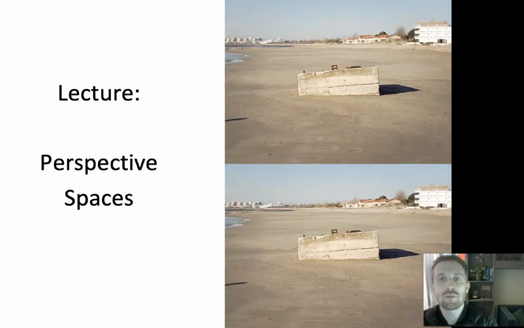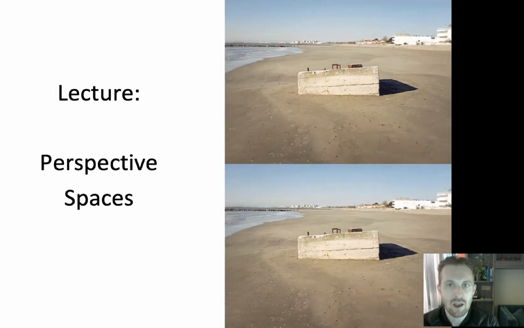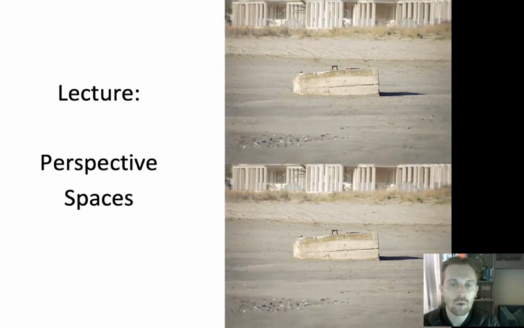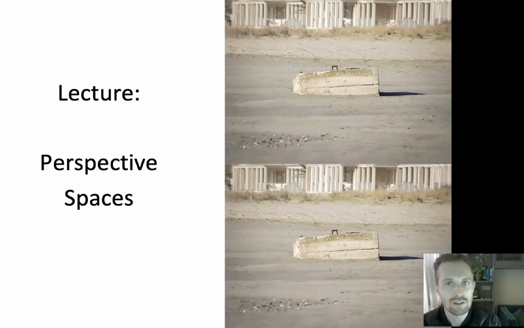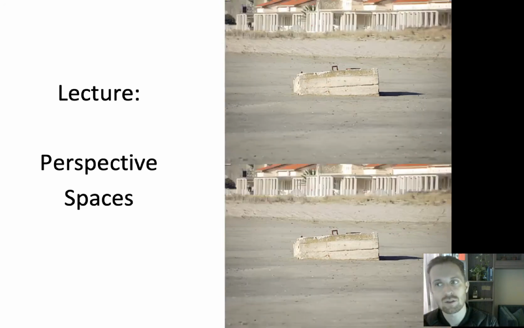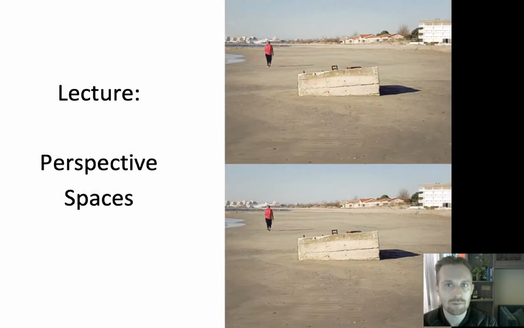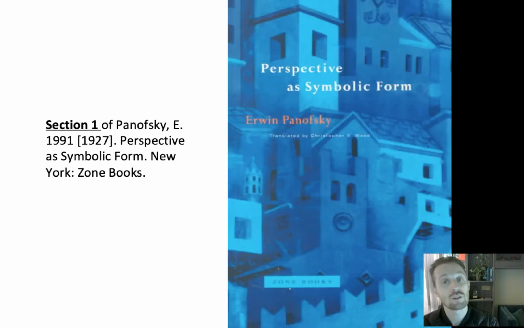Okay. So moving on to the lecture, this week we're talking about perspective spaces, and towards the end of the lecture we'll come back to this animated GIF I have on screen right now to discuss what it is, how it works, and how it relates to some of the questions about perspective that come out of the reading for this week. So the reading that this lecture is based on is section 1 of Erwin Panofsky's Perspective as Symbolic Form from 1927.